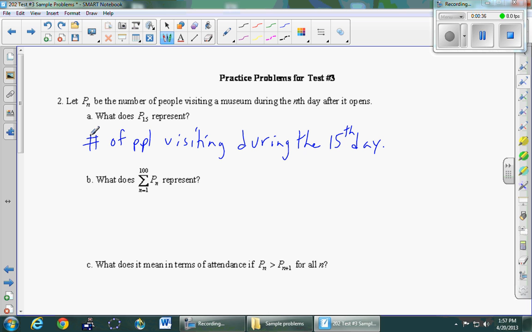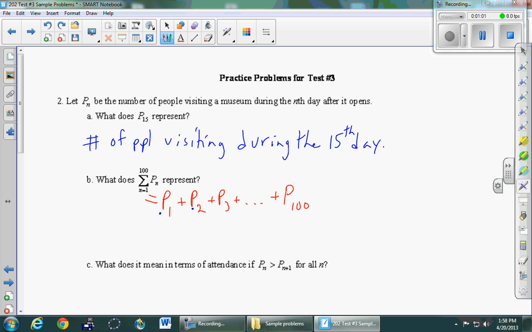Part B, what does summation n equals 1 to 100 of P sub n represent? So in this case, well, we could just write out a few of these things if we wanted to. This is equal to, so you just plug in n equals 1 and I'll write down P1 plus, and then plug in n equals 2 and then we'll write P2, P3, dot, dot, dot, up until the very last one, which is P sub 100. And I know that P1 represents the number of people visiting on the first day, P2 is the number of people visiting on the second day, and that's the number of people visiting on the 100th day.